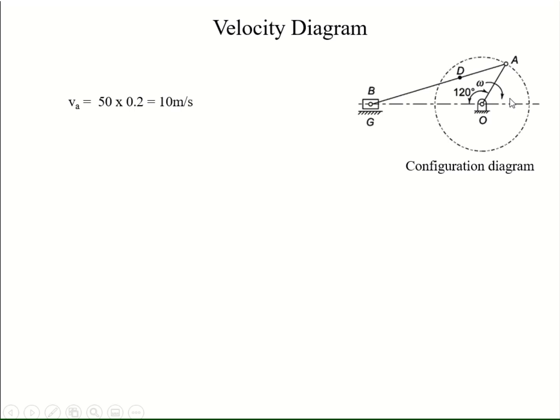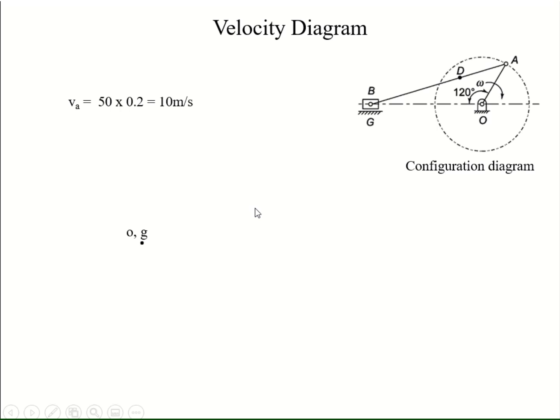Also, as per the given data of the angular velocity of the crank, we know that omega is equal to 50 radians per second. So with this data, we can find the velocity of point A. So VA comes to 50 into 0.2, which is 10 meters per second.